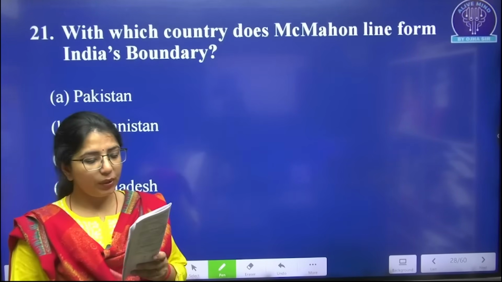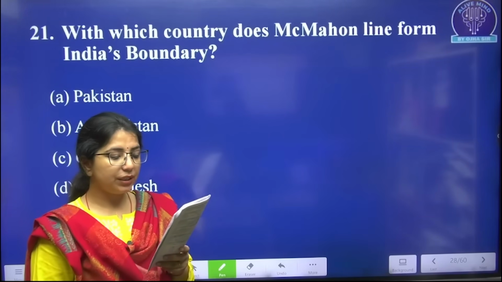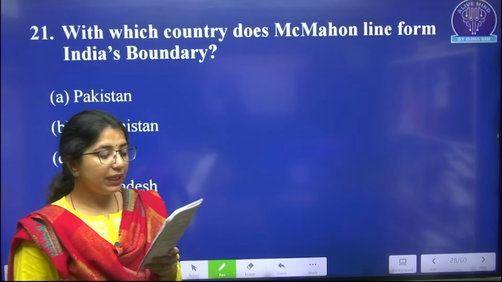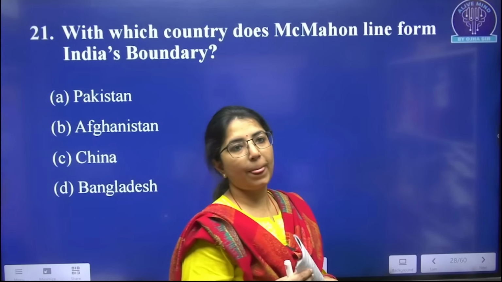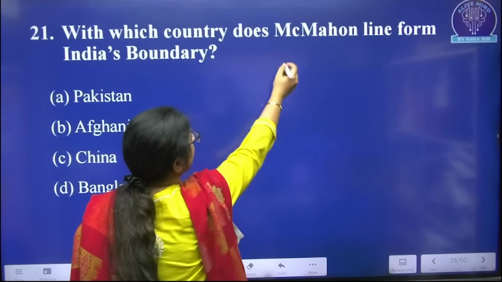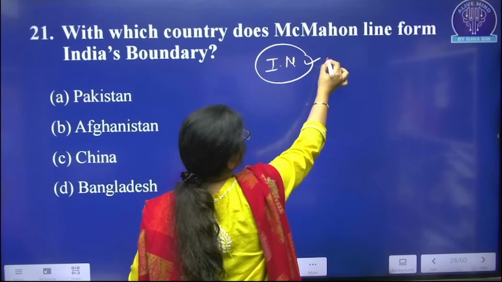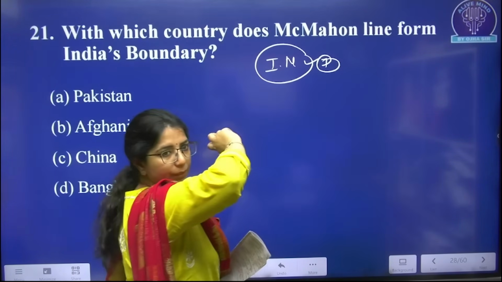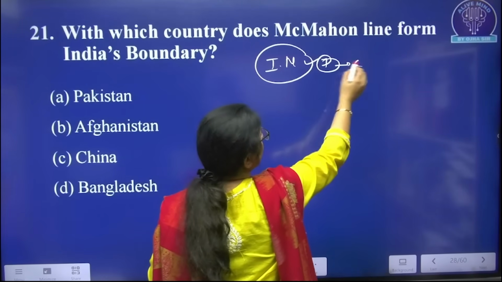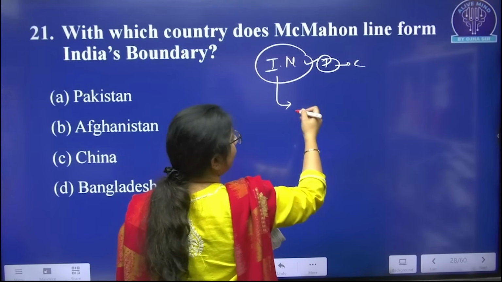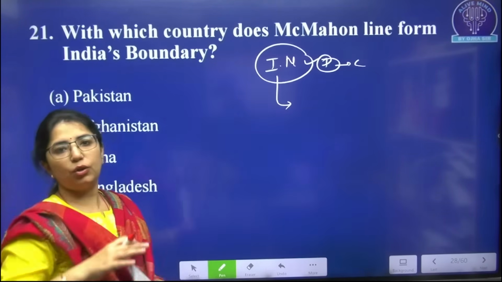Then is question number 21. With which country does McMahon Line form India's boundary? Boundary, you know. International neighbors, you know, there are 7. We have studied them, right? And that too in the chronology. Now you need to know what the boundaries are called.